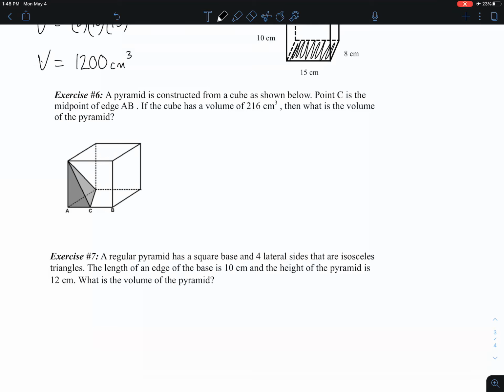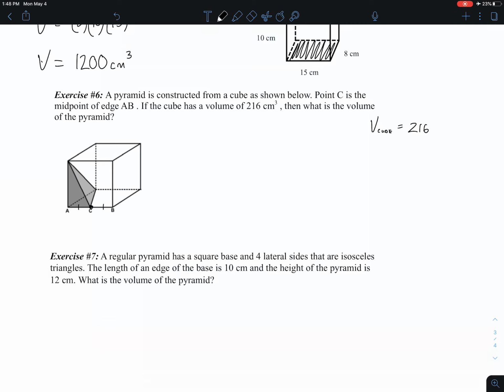All right, so the shaded area is the pyramid from the rectangular cube, right? So we have point C is the midpoint of the edge. Okay, so C is the midpoint, so we know that AC is congruent to CB. The cube has a volume of 216, so the volume of the cube is equal to 216.